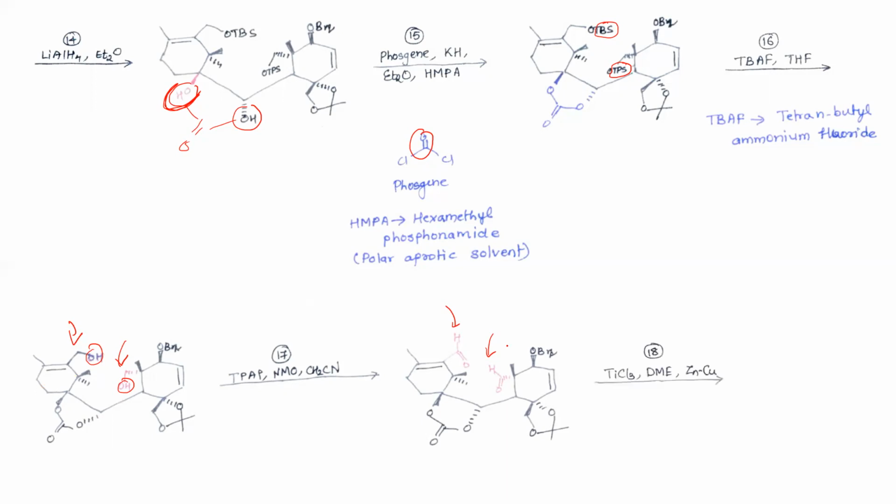Finally, its reaction with TiCl3 in DME. DME is nothing but dimethoxyethane, and zinc copper. So you can say a McMurry coupling reaction will take place. These two aldehyde groups are going to react, and you can see here they will form this kind of vicinal diol system. So these two aldehydes are going to react, and this McMurry coupling will give me the formation of this diol.